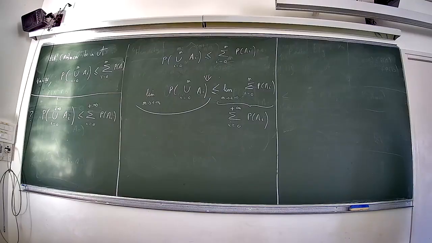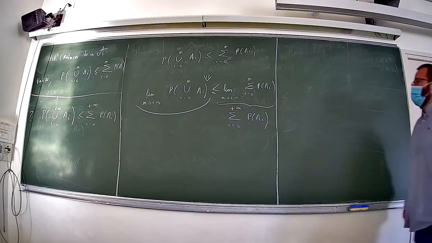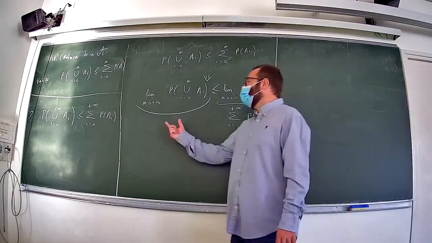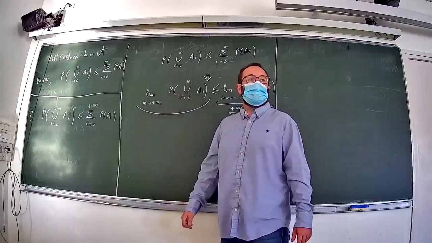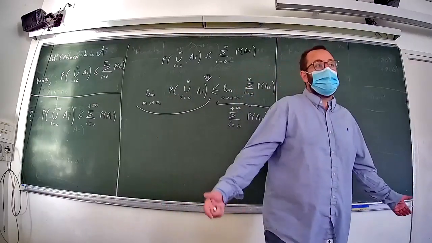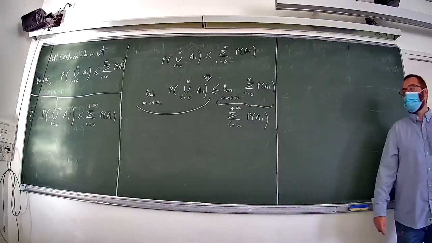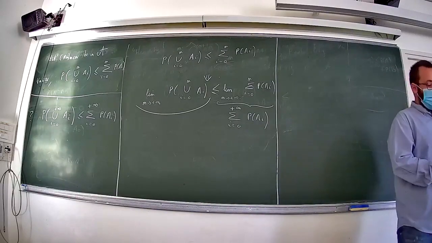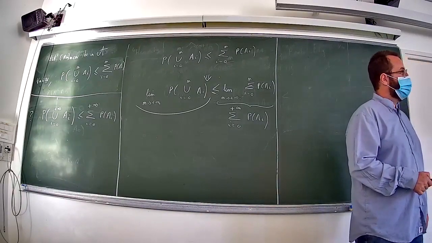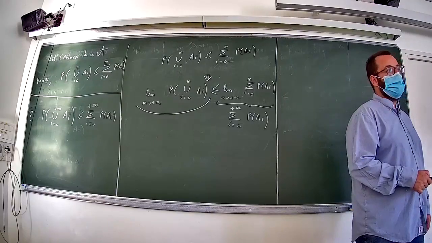I have a priori no result concerning the fact that I can do inversion between limit and probabilities. So if you write it equal to the probability of the infinite union, it's true, but you don't explain to me why. And in fact, the explanation will come from this one here.